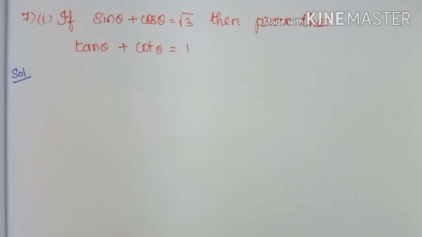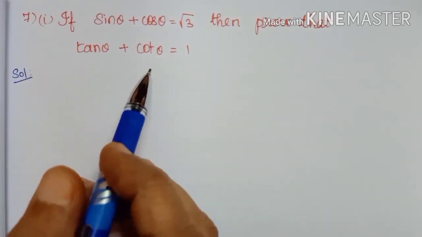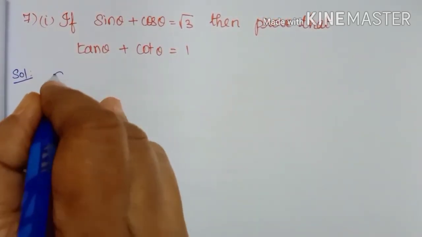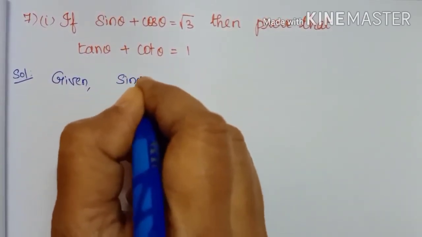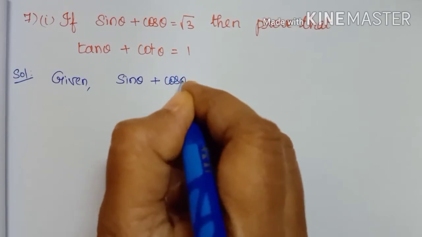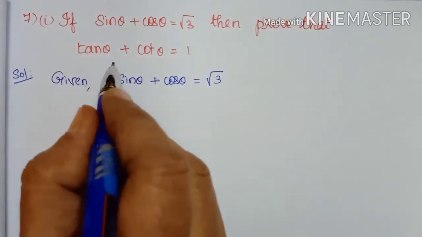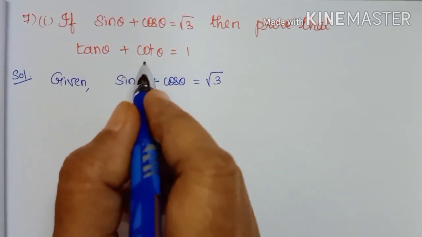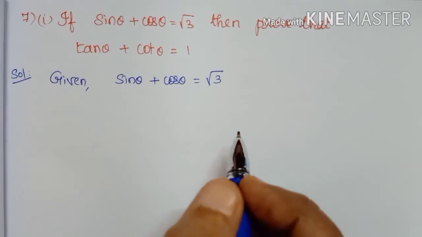Seventh sum, first subdivision. If sin theta plus cos theta is equal to root 3, then prove that tan theta plus cot theta is equal to 1. So first, the given values we are going to write. Given sin theta plus cos theta equal to root 3. So using this value, we are going to prove that tan theta plus cot theta is equal to 1. Let us see how to prove this one.